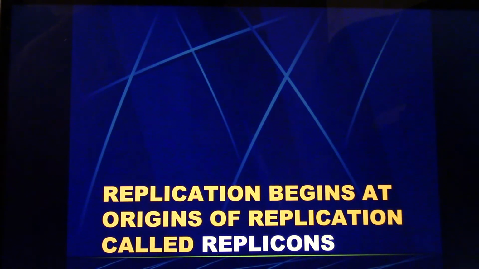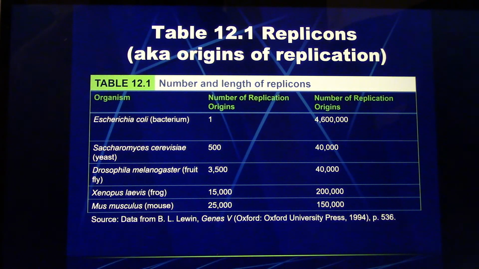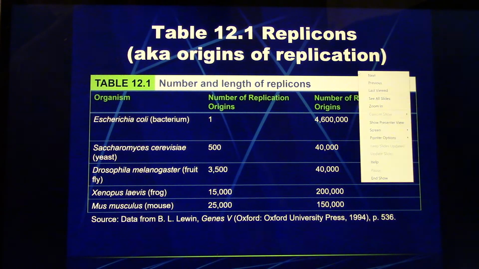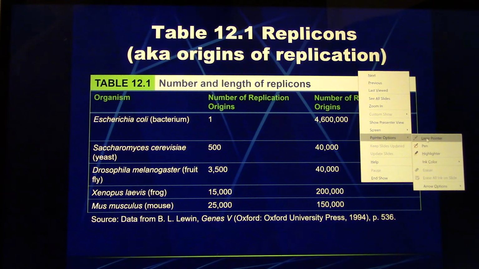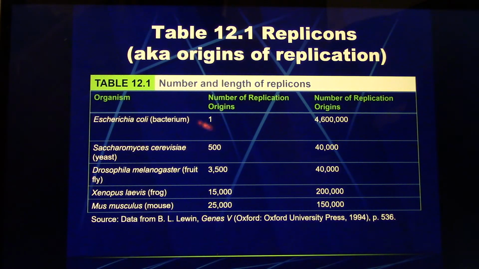Replication begins at origins of replication that we can call replicons. And this is table 12.1 that looks at replicons, in other words, the replication origins found in different species. If you're a bacterial cell like E. coli, Escherichia coli, you've only got a single circular chromosome.